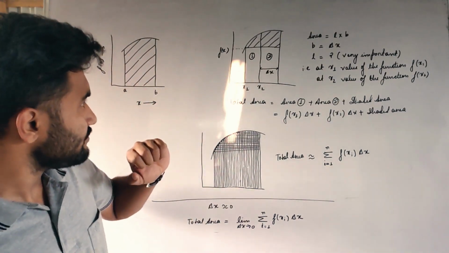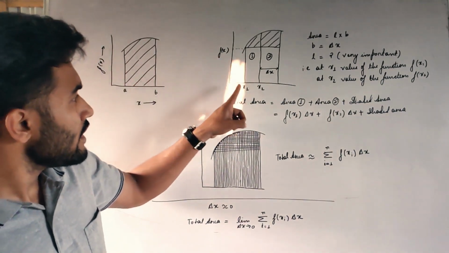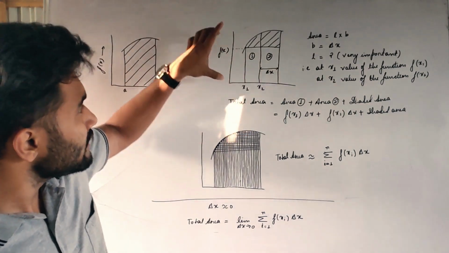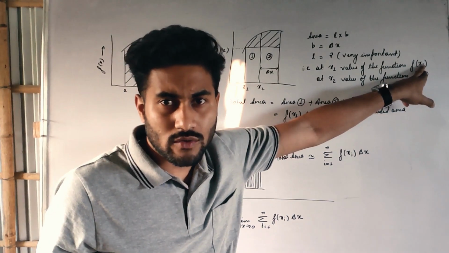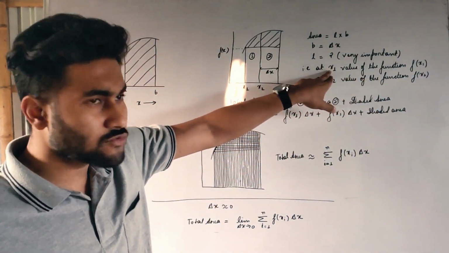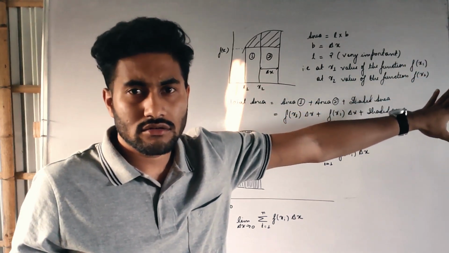So how to find the length? They must be a function. So the function is f(x). At x1, what will be the value of the function? At x1, the value of the function will be f(x1). Say for example the function is x square, so y is equal to x square then.